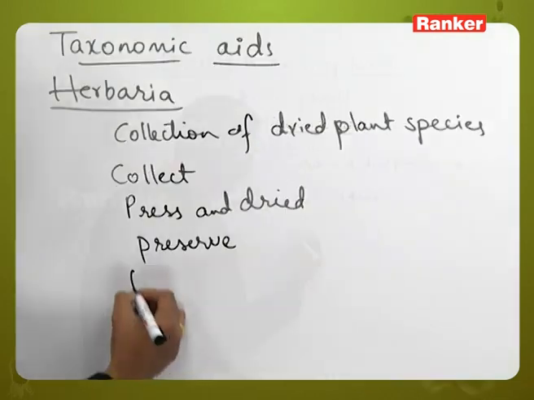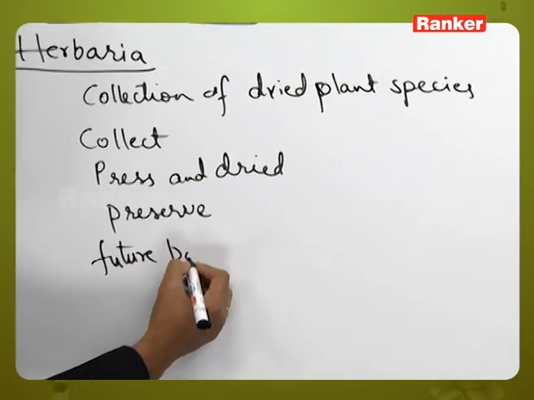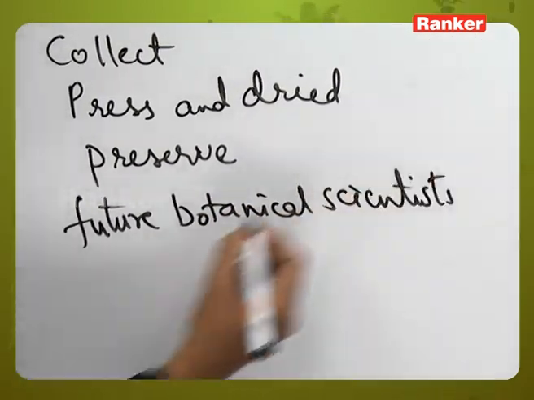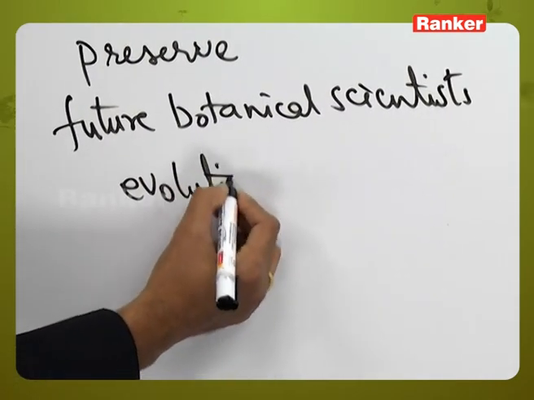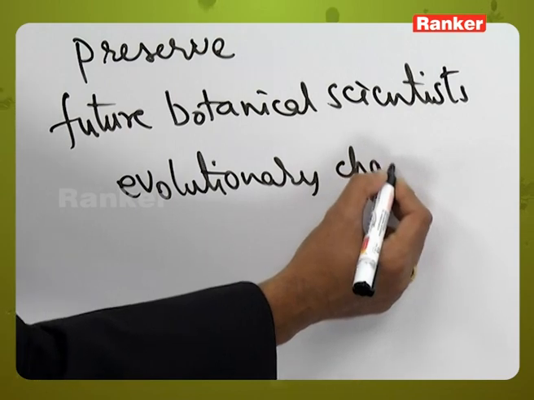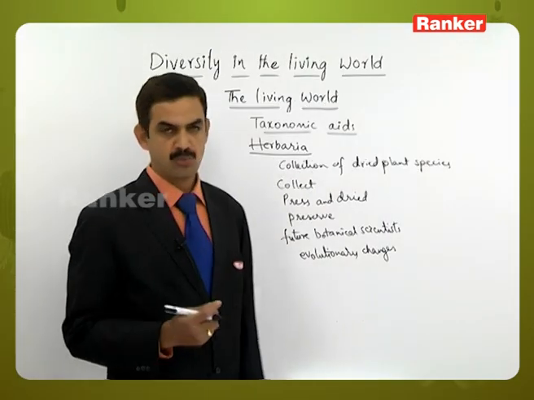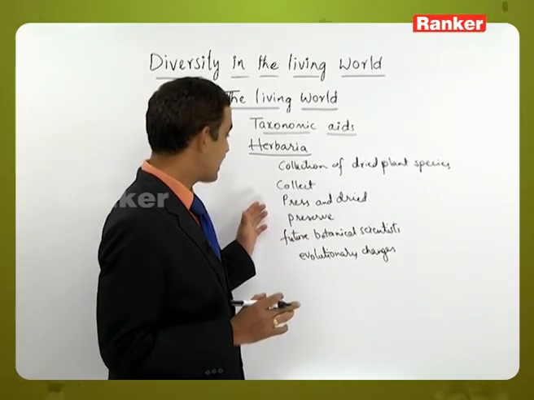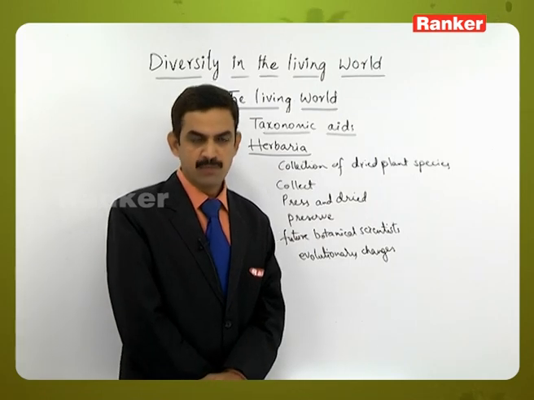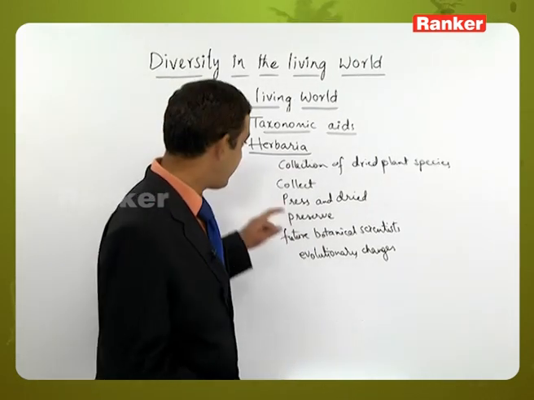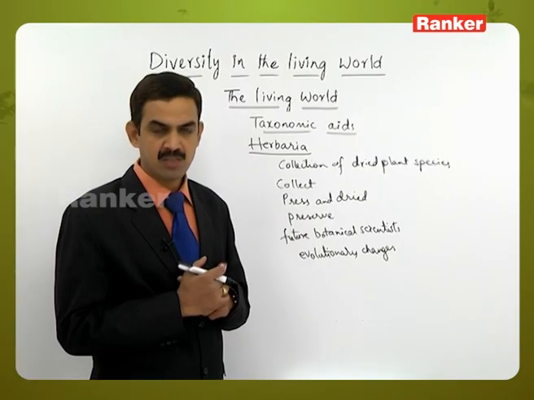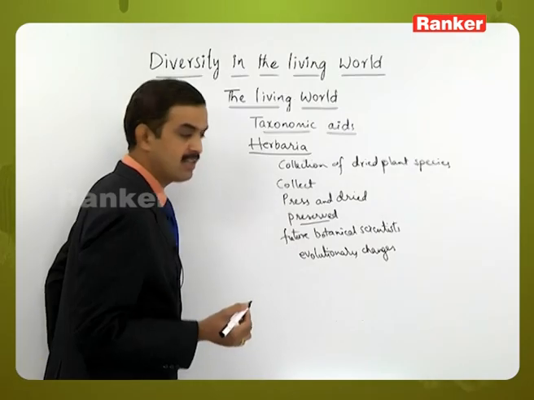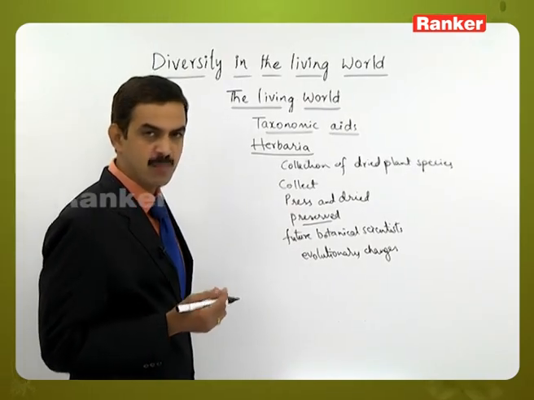So that is useful for future botanical scientists, and also to study the evolutionary changes which have taken place in the due course of the process. So this is the significance related to the herbarium. And where is this herbarium present and how is it preserved? The herbarium specimens which have been collected, pressed and dried are kept on a sheet-like structure. They are preserved in the form of sheets, so we call them herbarium sheets.